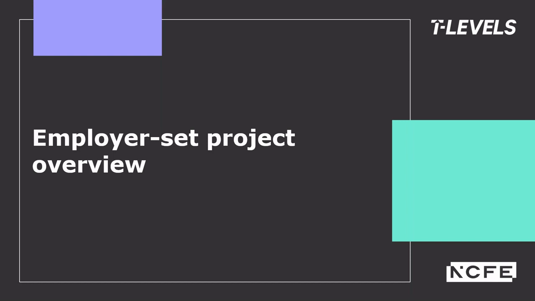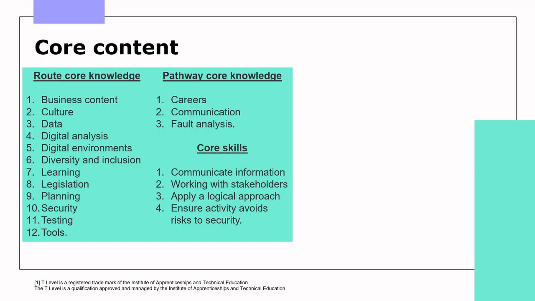We'll now have a high-level overview of the Employer Set project. So here is the core content, which is broken into the knowledge content, the 12 root elements, and the 3 pathway elements for the Digital Support Services T-Level, and the 4 core skills that students will need to demonstrate.